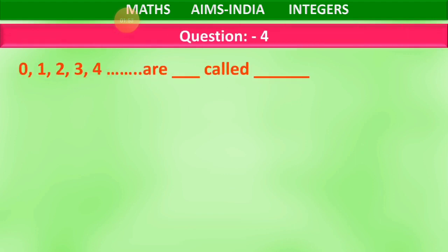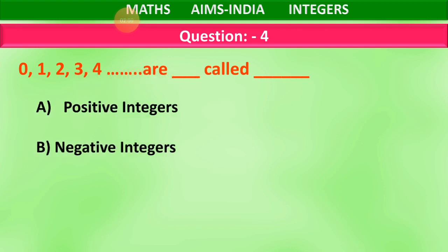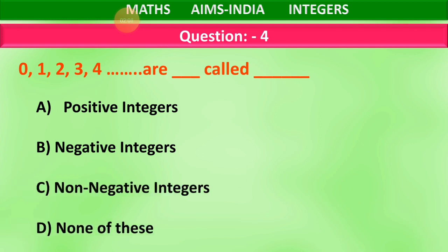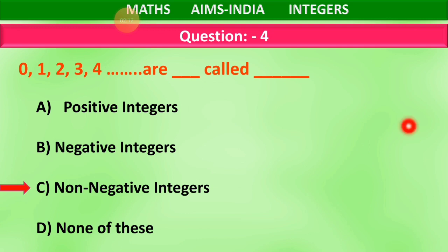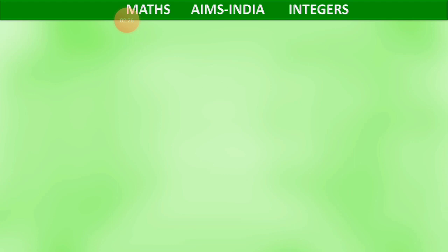Question number 4. 0, 1, 2, 3, 4 and so on are called dash. A. Positive integers, B. Negative integers, C. Non-negative integers, D. None of these. Read this carefully. 0 is also included. 0, 1, 2, 3, 4. These are non-negative integers. If we do not have 0, then 1, 2, 3, 4 are called positive integers.